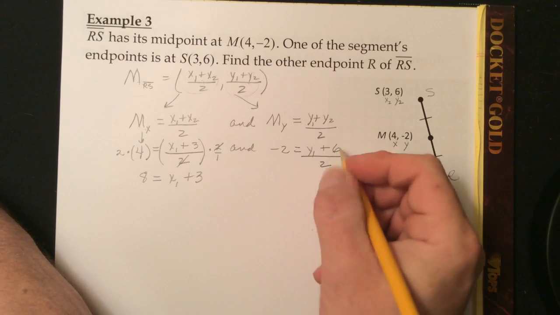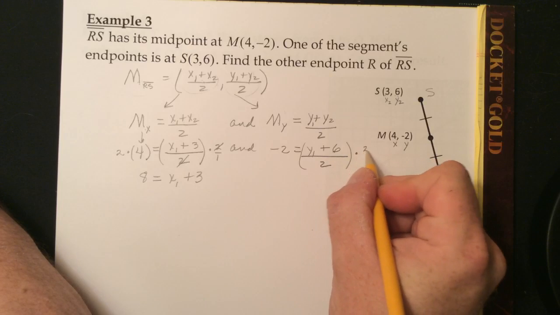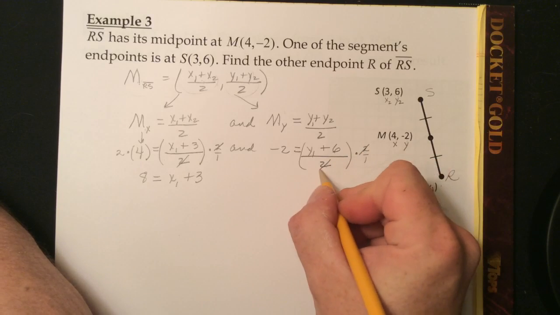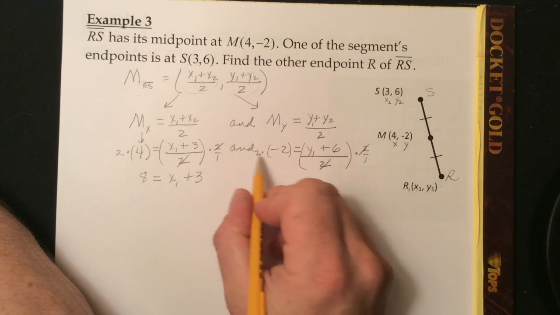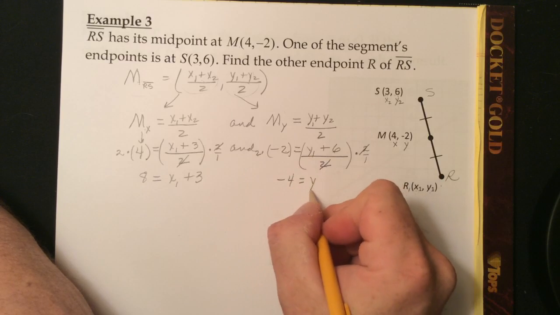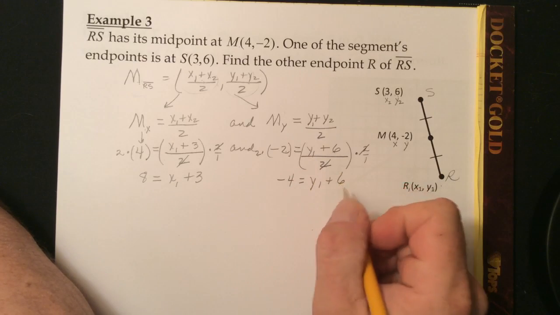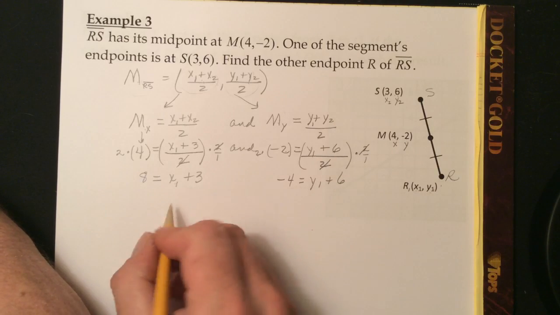Over here, we do the same thing. We have a 2 here. We want to divide it out. So we multiply the right side by 2. They divide out. Multiply the left side by 2. 2 times negative 2 is negative 4 equals y1 plus 6. The 2's are gone. Now all we have to do is solve for each one of the variables.